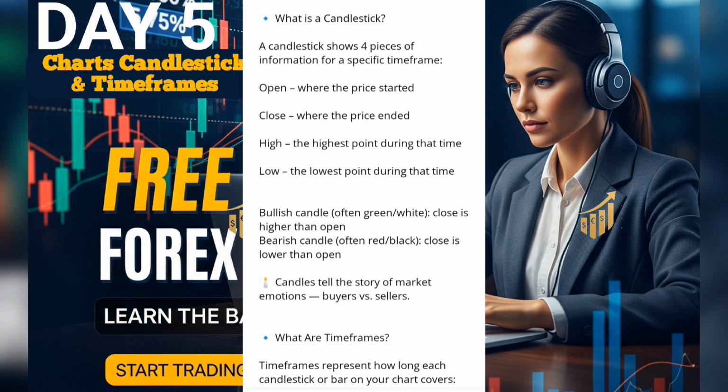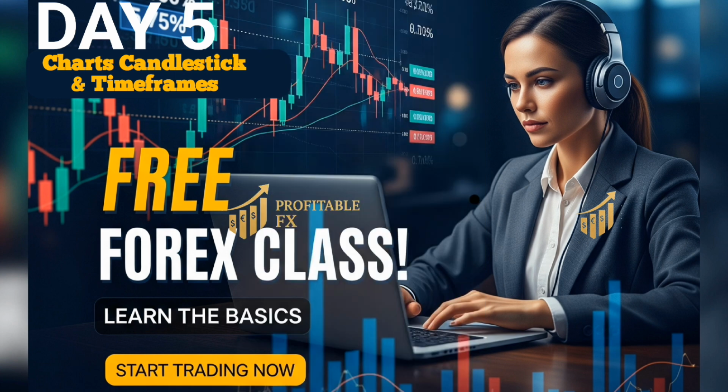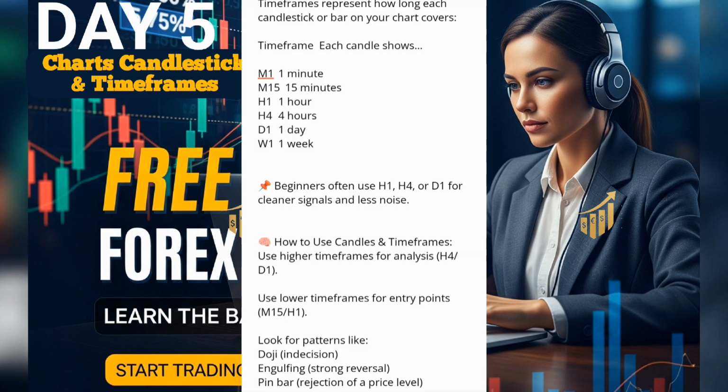You'll also start seeing patterns that repeat themselves, like dojis, pin bars, and engulfing candles. Now let's discuss time frames. A time frame is how long each candle lasts.